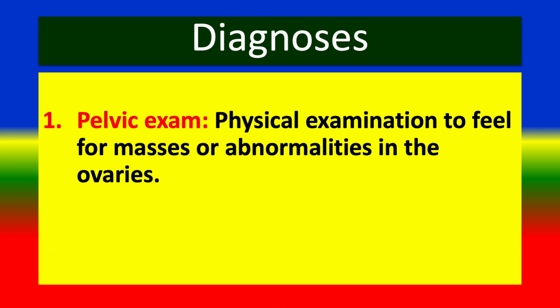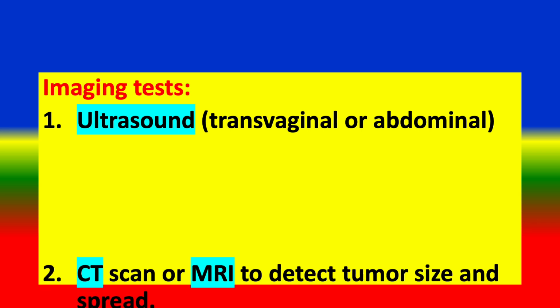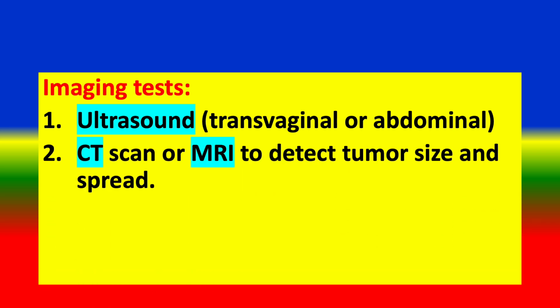Diagnosis. 1. Pelvic exam. Physical examination to feel for masses or abnormalities in the ovaries. 2. Imaging tests. Ultrasound, CT scan, and MRI to detect tumor size and spread.